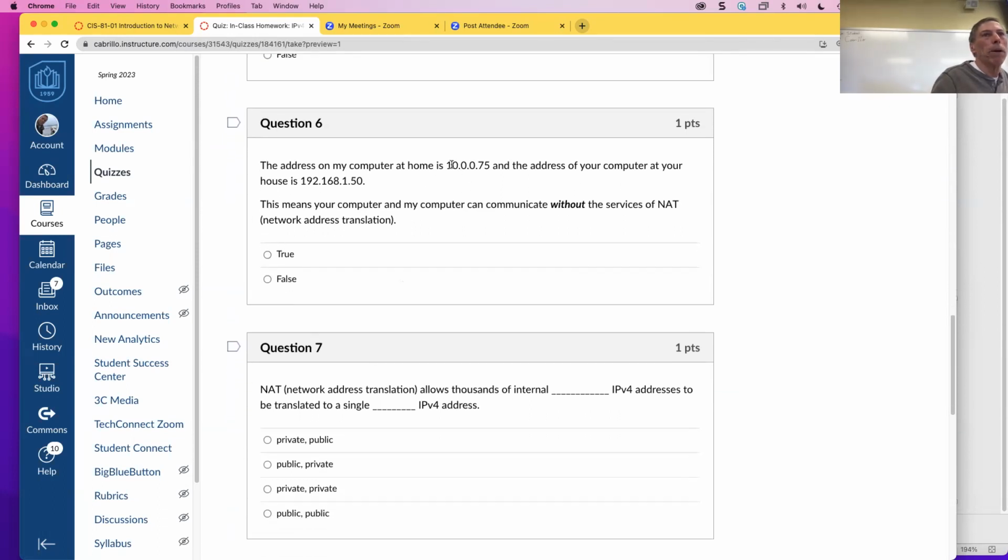The address on my computer at home is 10.0.0.75, and the address of your computer at your house is 192.168.1.50. This means that your computer and my computer can communicate without the services of NAT. Can we communicate with each other without any network address translation? No, that would be false. We need NAT and maybe some other things like port forwarding.